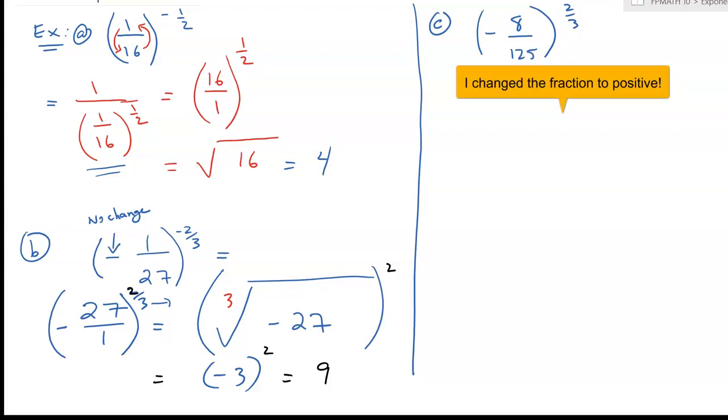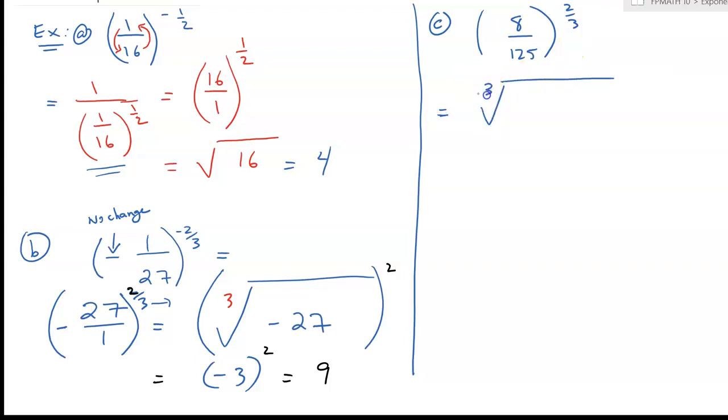Okay, example C, negative 8 over 125, all of that to the power of 2/3. We really don't have to change the exponent to a positive exponent. It's already a positive exponent, but we can change that to the radical. So that would be cube root of 8 over 125, all of that to the power of 2. So that's the first thing we got to deal with. Just to make sure, that's the 3, that's the 3, and this 2, and this 2. We don't have to do that all the time, but just to make sure that you're following.